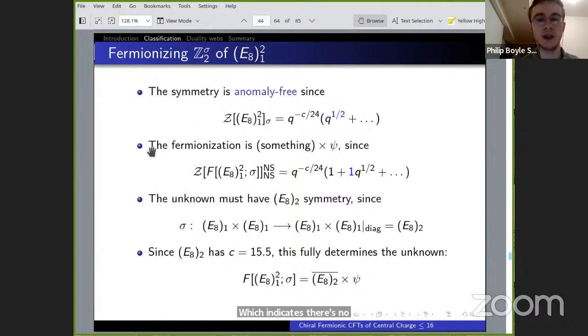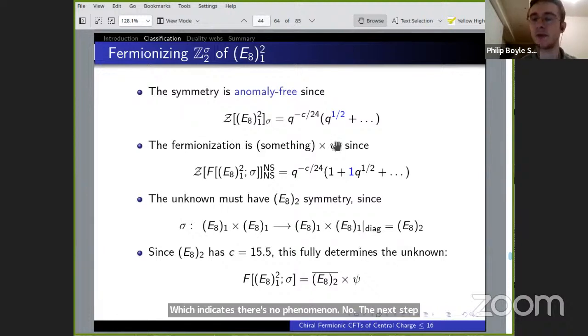Now, the next step is to note that the fermionization must be something times a free fermion. And this is because when you compute the fermion's partition function and you expand it, the important thing is that there is a one in front of q to the half. This means that there is a single free mode of our fermion, which must be decoupled, and therefore the fermionization must be something times that free fermion. So what is this something? Well, the central charge was 16, we split off a half, so this something must have central charge 15 and a half. But what is it?